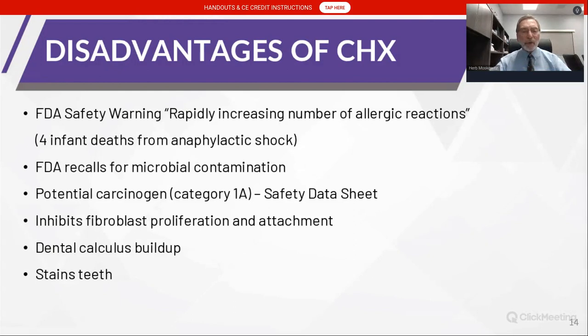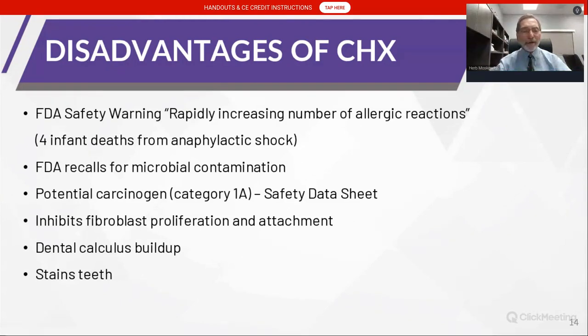Also, chlorhexidine gluconate interferes with fibroblast proliferation and attachment. It interferes with wound healing. It interferes with gingival repair, which is kind of at odds with the idea that chlorhexidine is used so frequently for periodontal treatment. But if you're doing guided tissue regeneration, then chlorhexidine gluconate is working against you.